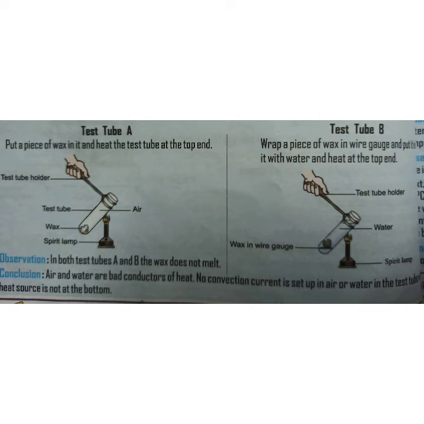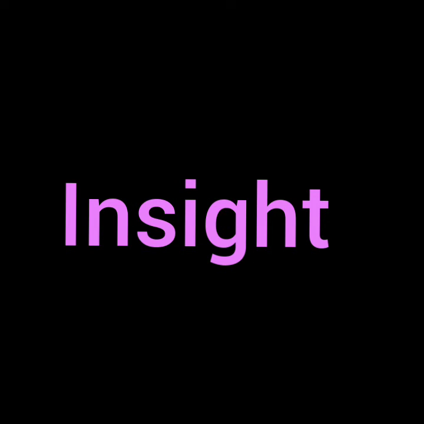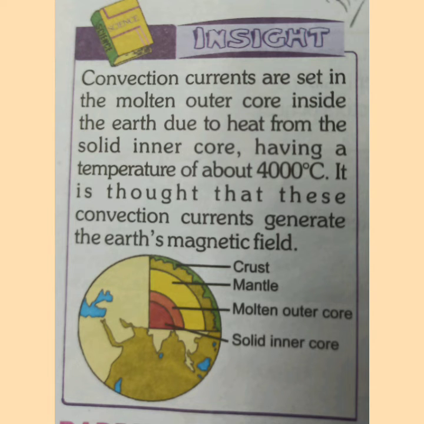After a few minutes, we have to observe both the test tubes. In both test tubes, the wax does not melt. From this, we conclude that air and water are bad conductors of heat. No convection current is set up in air or water in the test tube when the heat source is not at the bottom.